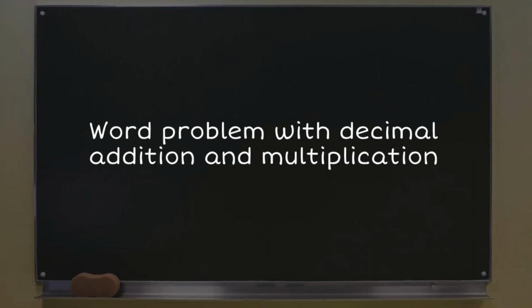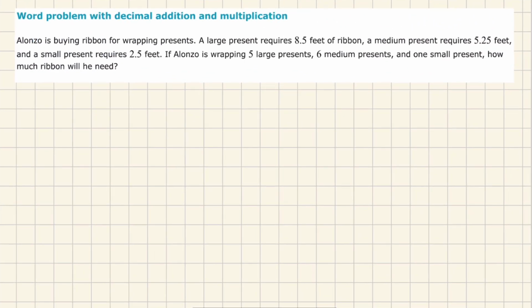Word problem with decimal addition and multiplication. In this example, we're told that Alonzo is buying ribbon for wrapping presents. A large present requires 8.5 feet of ribbon. A medium present requires 5.25 feet, and a small present requires 2.5 feet. We're also told that Alonzo is wrapping 5 large presents, 6 medium presents, and 1 small present, and asked how much ribbon will he need.